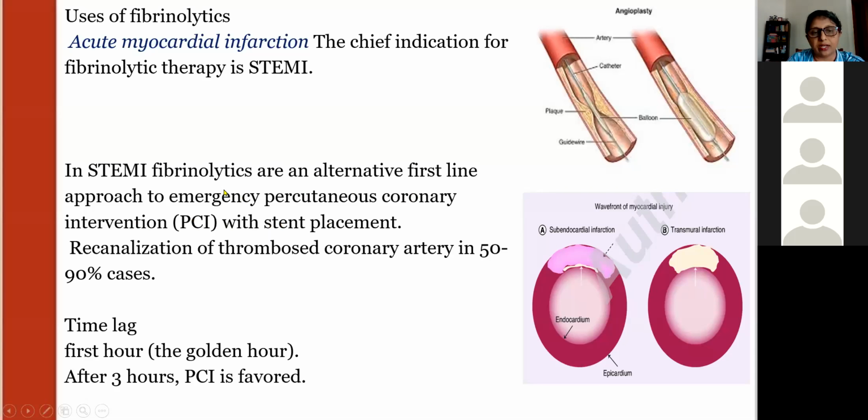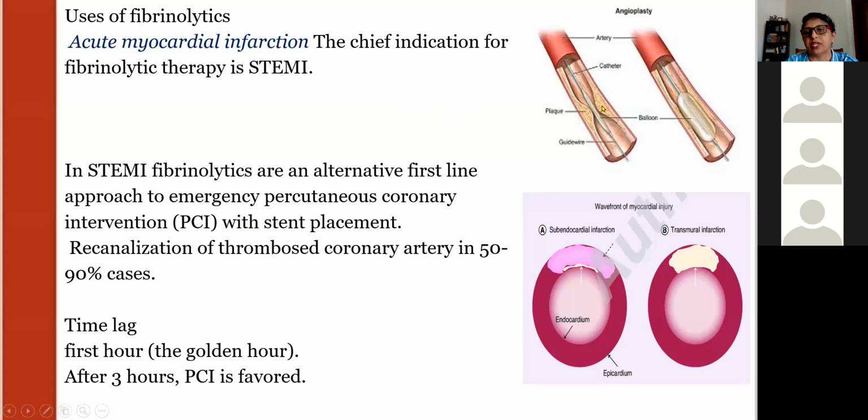This causes recanalization of the thrombosed coronary artery in 50 to 90% of cases. So I was telling, we have drugs like thrombolytic drugs, and we are comparing thrombolytic drugs with PCI. PCI is an intervention, isn't it? It is not a drug, it is a technique. Like this is the angioplasty.